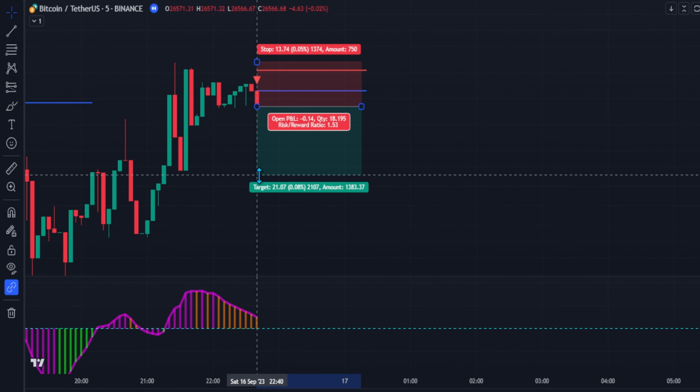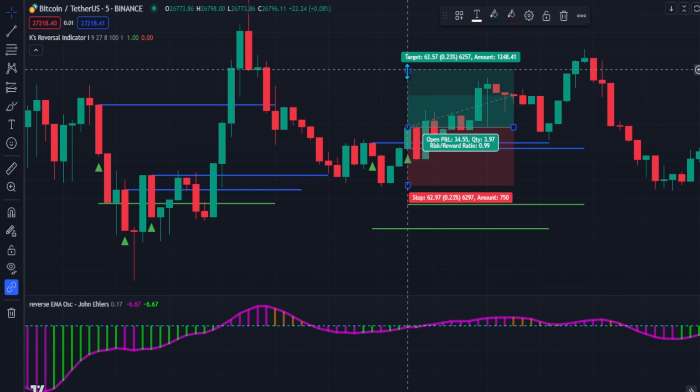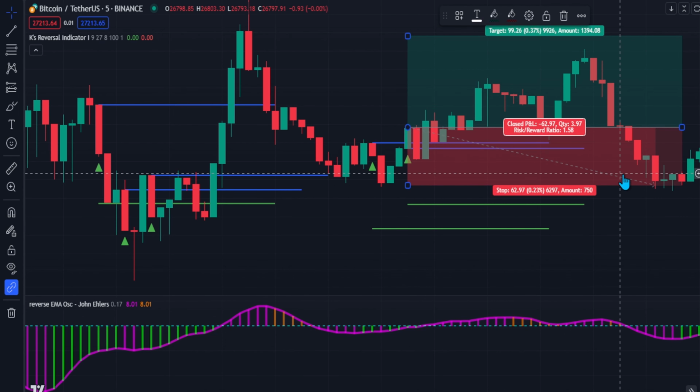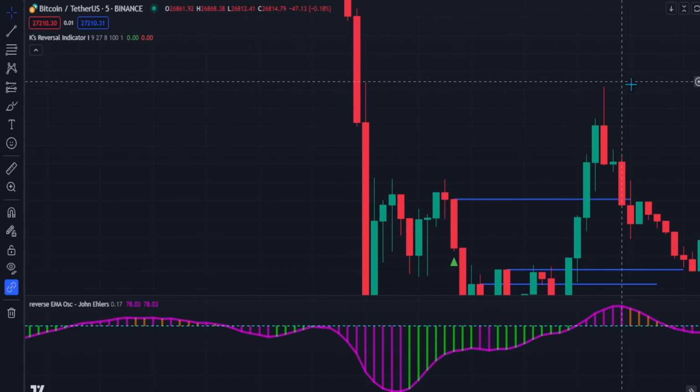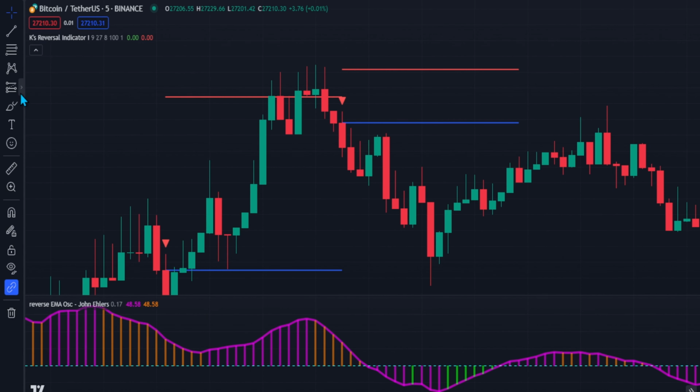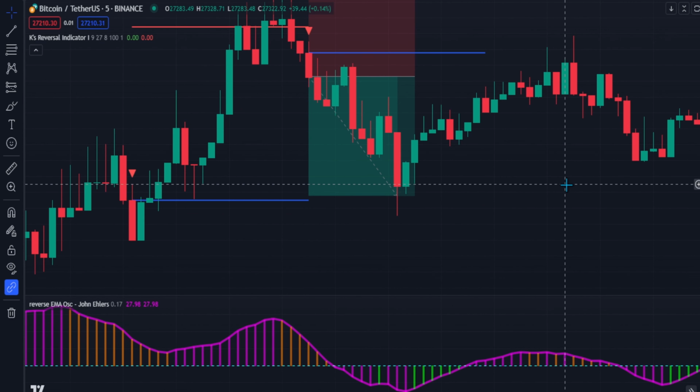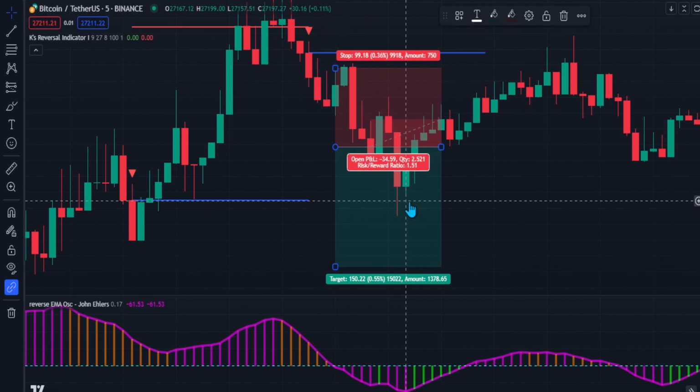Backtesting. I hope you understand the rules of this strategy. Now, let's find out its win rate. I backtested this strategy 100 times. Now, here are the results.